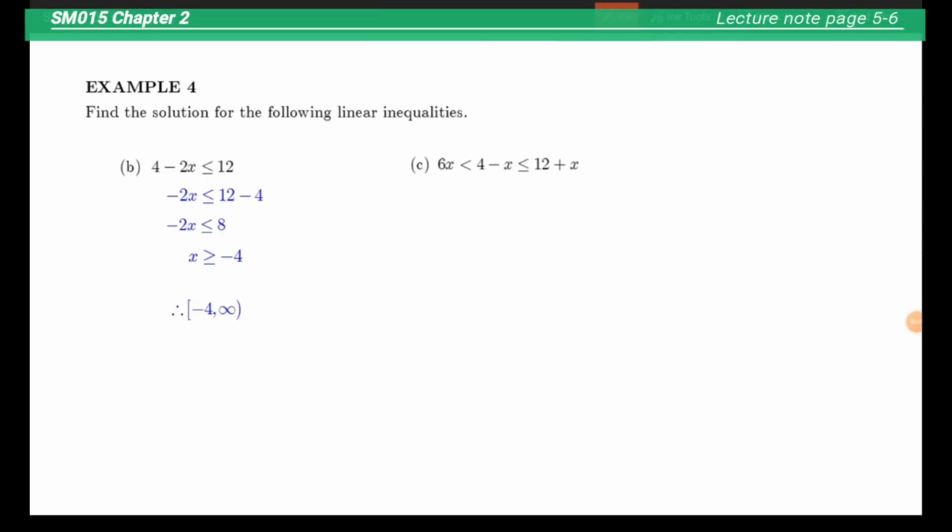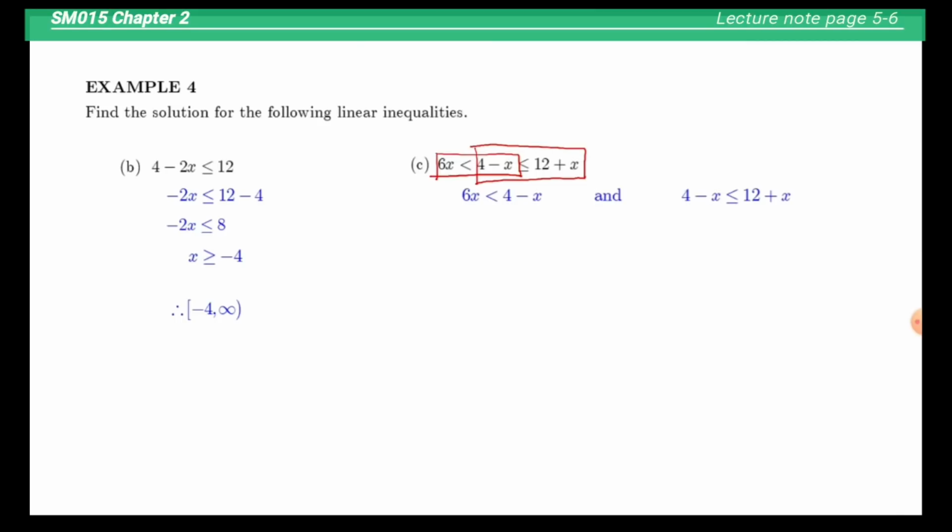For example C, we have 6x less than 4 minus x less than or equal to 12 plus x. We can see here that we have two inequality signs in a line. For this type of question, you need to separate them so we can solve them separately. We have here 6x less than 4 minus x, and another one, 4 minus x less than or equal to 12 plus x. In the end, the answers for these two parts will be combined using the properties of intersection, where we want to consider the intersection part.